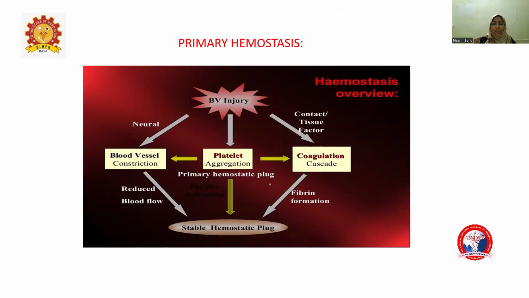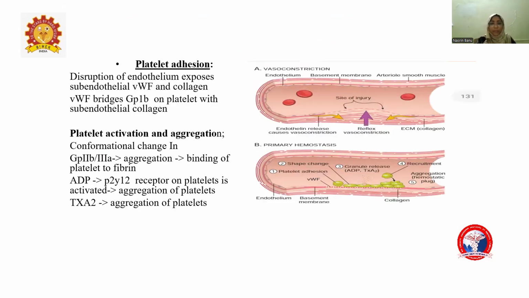Coming to primary hemostasis, following a blood vessel injury, the neural mechanism will get activated and will result in blood vessel constriction, resulting in reduced blood flow that will lead to a stable hemostatic plug. Meanwhile, there will be a contact or tissue factor activation, leading to the activation of the coagulation cascade, fibrin formation, and subsequently the stable hemostatic plug. Both of these will lead to platelet aggregation. All of this will result in the primary hemostatic plug.